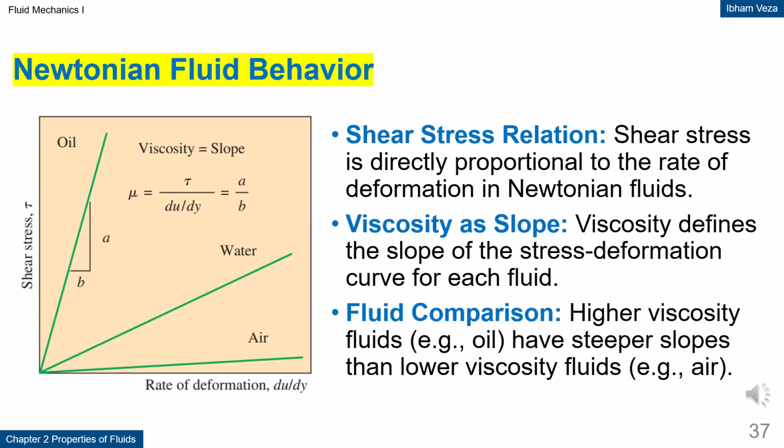Newtonian fluid behavior. In a Newtonian fluid, shear stress is directly proportional to the rate of deformation. This relationship produces a straight line on the shear stress versus deformation rate graph. The slope of this line represents the viscosity of the fluid. Fluids with higher viscosity have steeper slopes. Many engineering fluids, such as water and air, can be treated as Newtonian fluids.